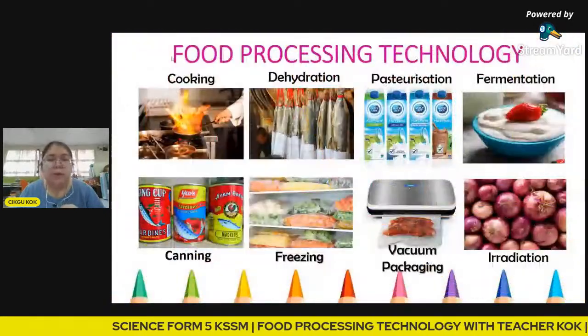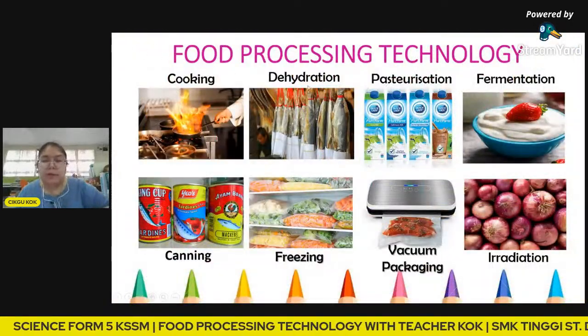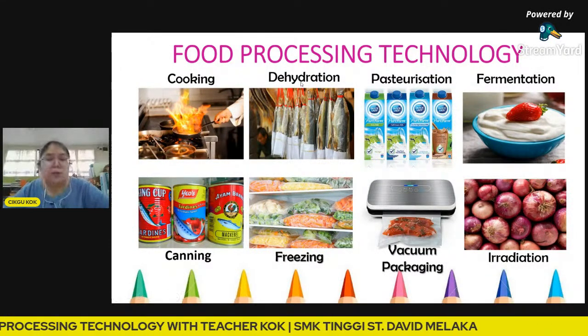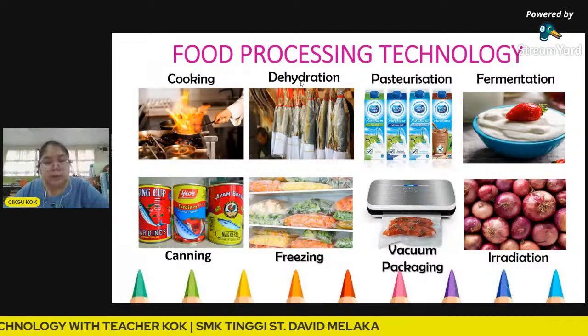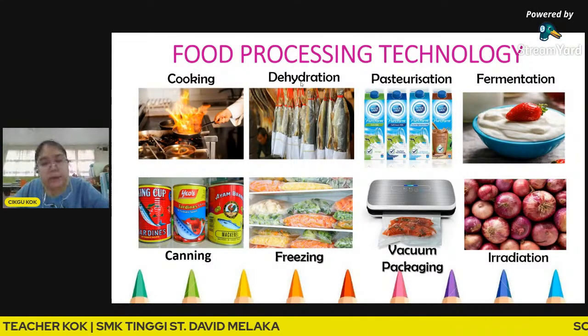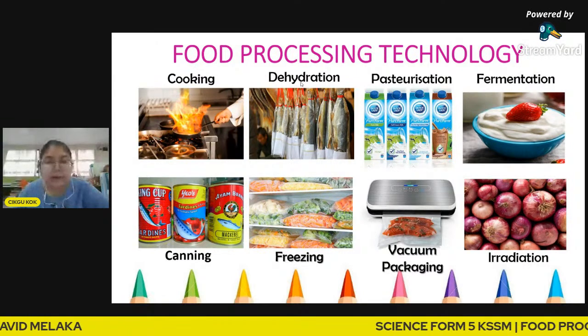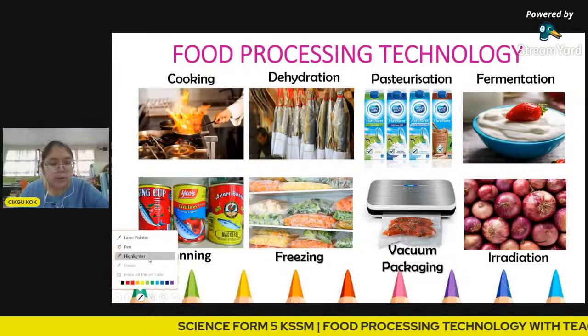Okay, so we finish the processing technology. Now we need to see what chemical we are going to use. Processing, this one is a method. Then when doing this method, we add some chemical material. We are going to see what the chemical material is. Okay, let's see here.